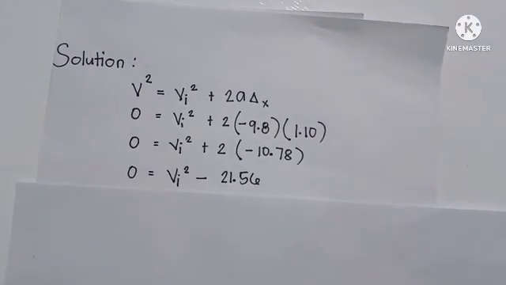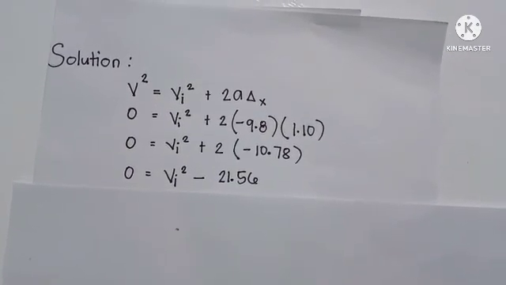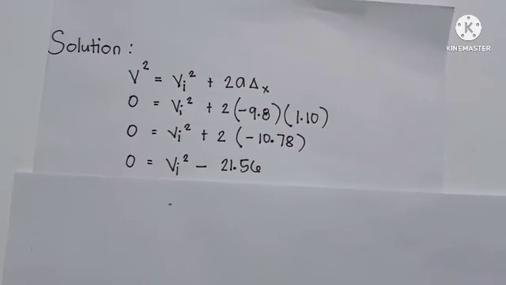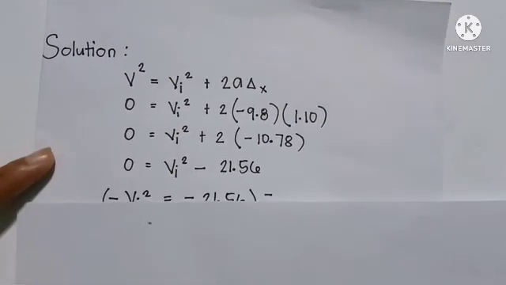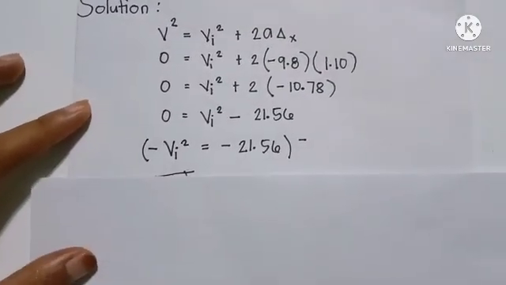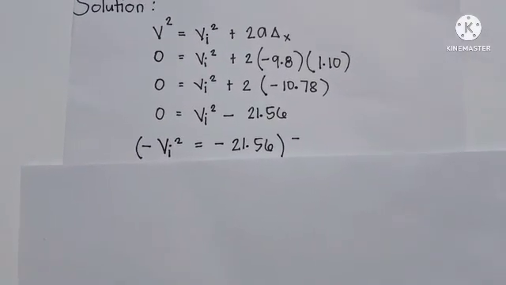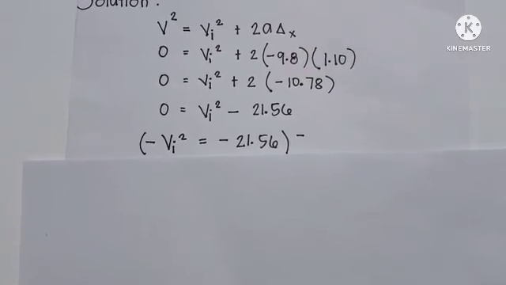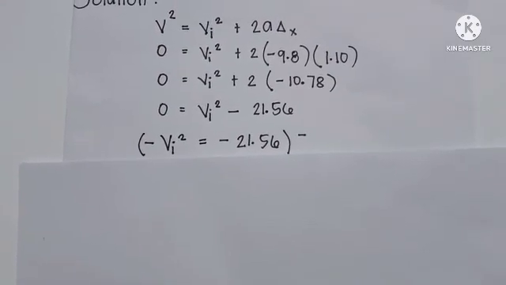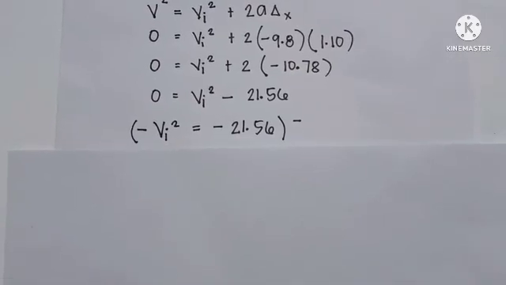So the next step is 0 is equal to initial velocity squared plus 2 times negative 10.78. The answer is negative 21.56. So in order to get the initial velocity squared, we need to transpose initial velocity squared to the left side. So it will become negative initial velocity squared is equal to negative 21.56. So multiply both sides by negative in order for them to become positive.